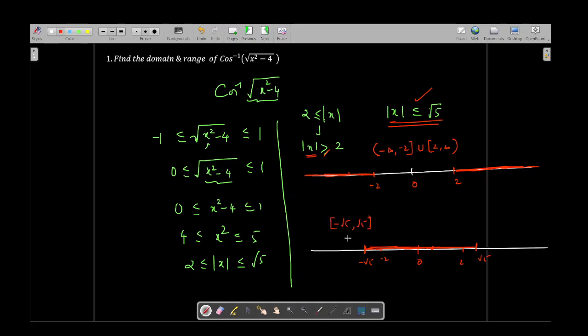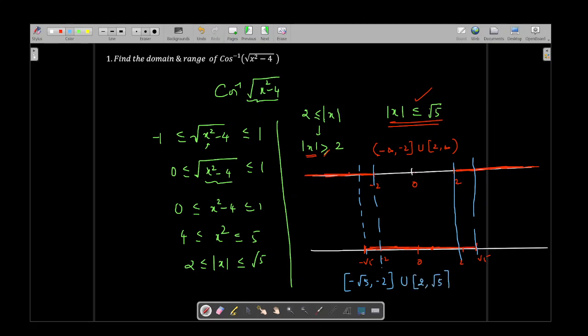Both are included. Now what is the exact domain? This is actually the intersection of these two sets. So the intersection will be this and this. So the domain is minus root 5 to -2, union 2 to root 5. So this is my domain. Let's find the range.